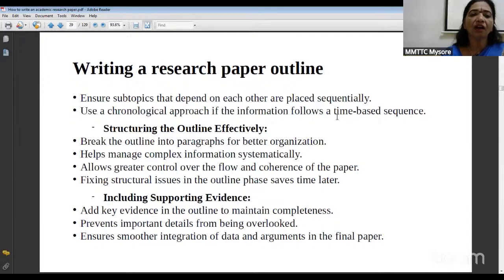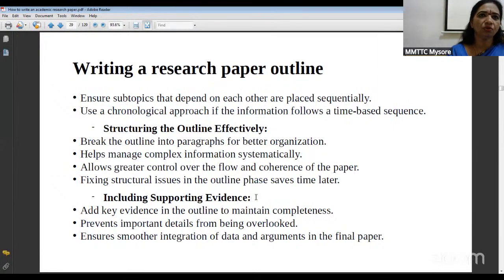And then break the outline into paragraphs. Don't write continuously, because people are not going to like reading page-wise writing. So break the outline into paragraphs for better organization, and it helps to manage complex information systematically. Don't ever write complicated sentences. Try to put in simple sentences, and it allows greater control over the flow and coherence of the paper. So the entire paper should tell some story. It should be coherent. You should avoid incoherent sentences.